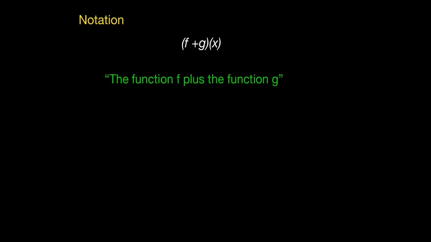So here we have this new notation, (f + g)(x). In English this translates to the function f plus the function g. So we're going to have two different functions and all we're going to do is just add them together in order to combine them. So let's take a look at our first example.